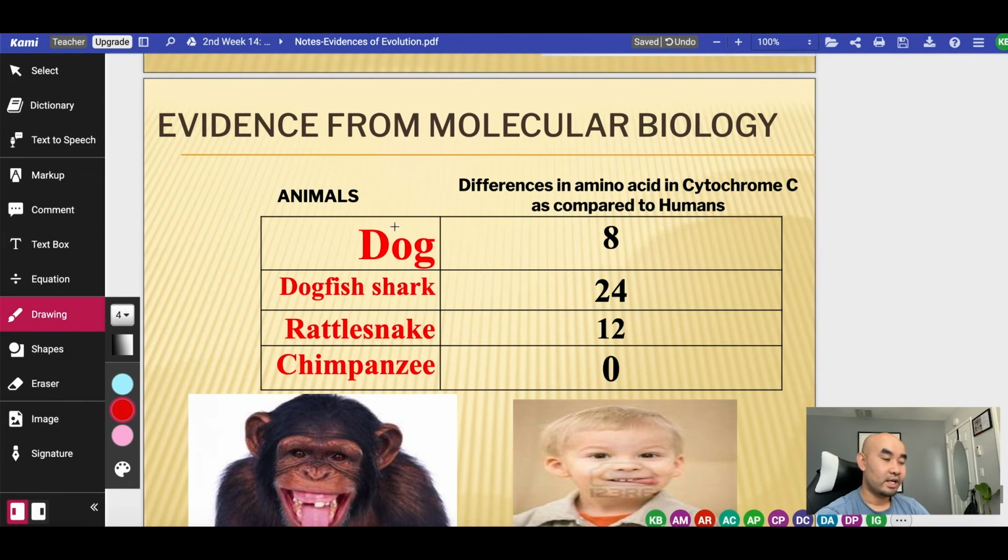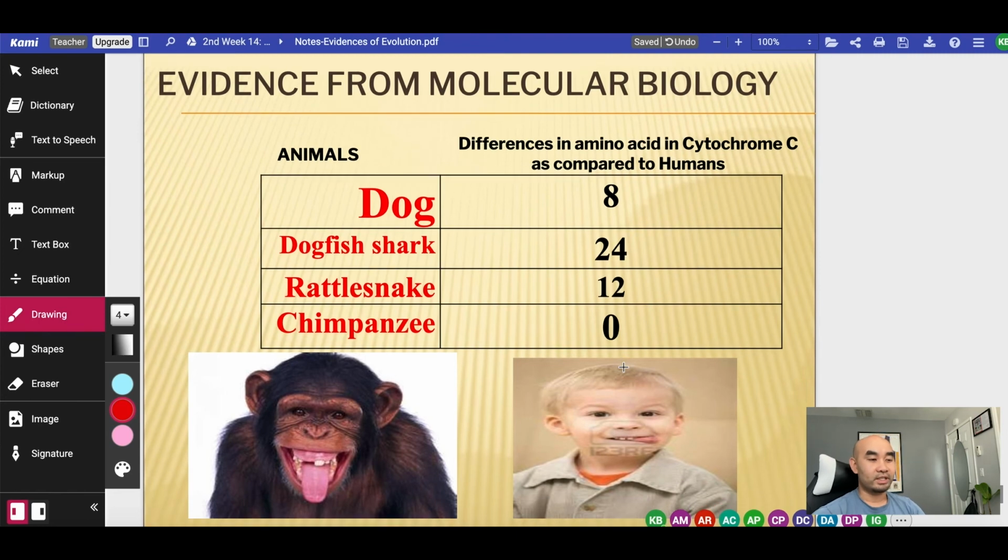So we look at this and we can see how close we are related to them, right? For example, to chimpanzee, we have 0 difference. Rattlesnake, 12, 24, and dog, right? So if I ask you, can you show me the evolution, how closely we are related to these organisms, then you can say that we are most related to chimpanzee, second to the dog, and then the rattlesnake and the dogfish shark, right?